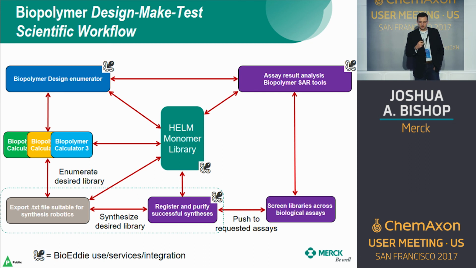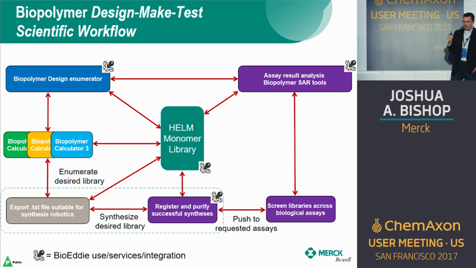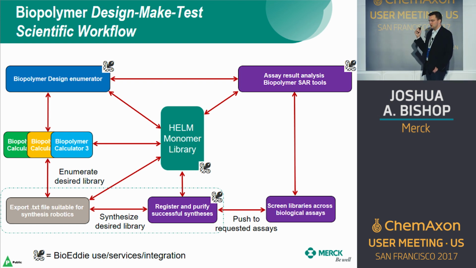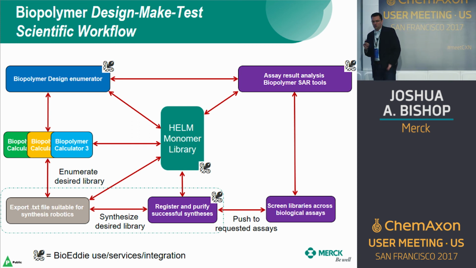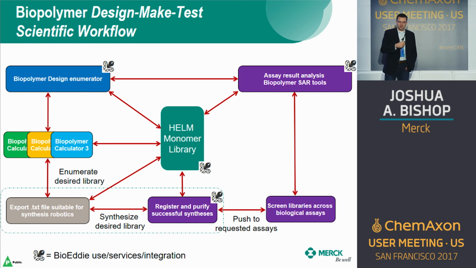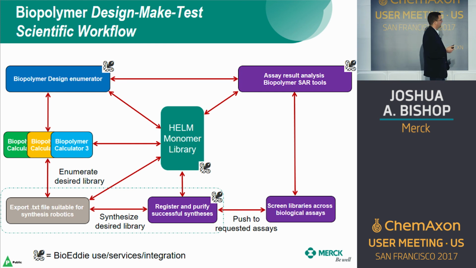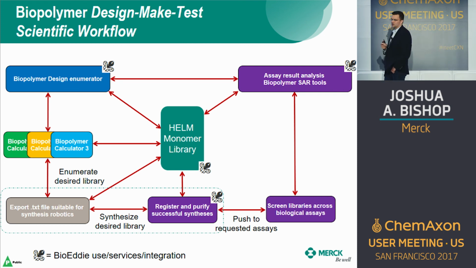All right, last little review. Design and enumeration, biopolymer-specific calculations, enumerating our library for our synthesizers. We need to be able to export in a file format that is interpretable by our synthesizers. We need to synthesize our desired library, register and purify the successful syntheses, push those out to the assays, screen those libraries across the assays, get the results into our Spotfire visual, and all the while leverage that HELM monomer library for interpretation and perception of those structures and sequences across the different tools that we have.